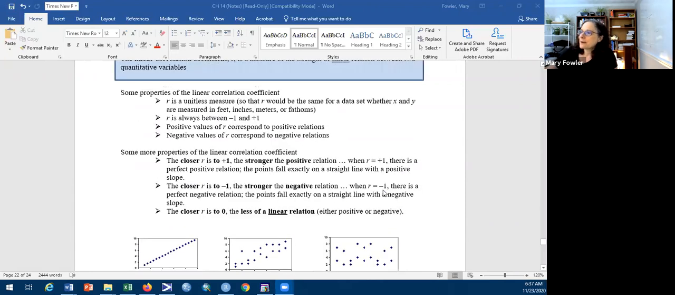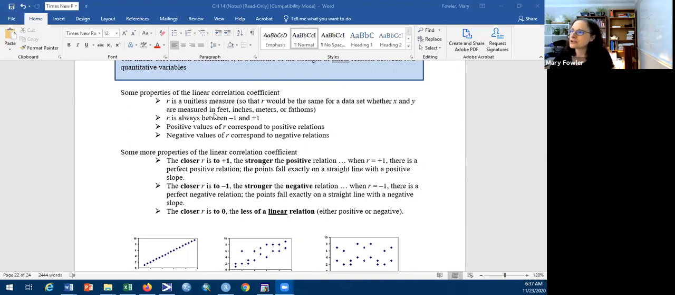All right, so let's go back up here and look at some of these properties. The correlation coefficient doesn't depend on the units. So if you're measuring distance in feet or inches, it doesn't matter. If you're measuring temperature, it doesn't matter what unit you use to measure your variables in.